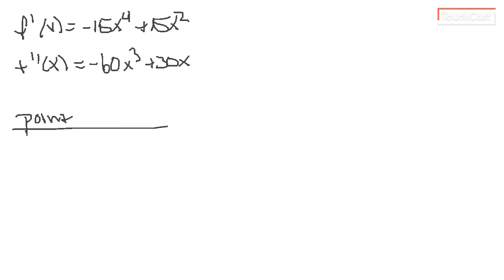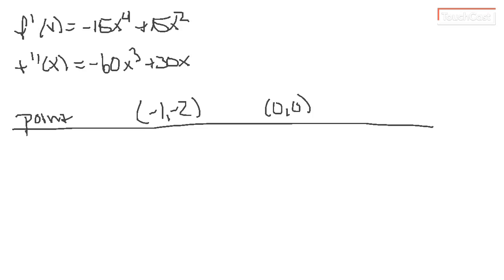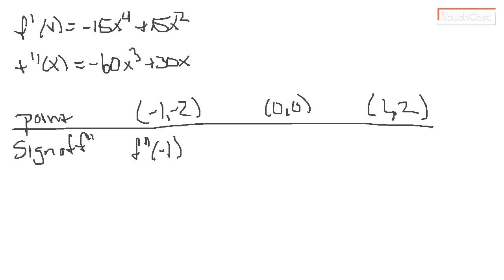So what I'm now going to do is make a table where one row is going to be the points we found on our last slide. So we're going to have -1, -2, we're going to have 0, 0, and we're going to have 1, 2. So we're going to determine, are these points a min, a max, or neither? So we need to figure out first the sign of that second derivative. So when we take the x value from the point and put it into our second derivative, is it greater than or equal to 0? If I took -1 and put it into my second derivative, I'm going to get 30, which is greater than 0.